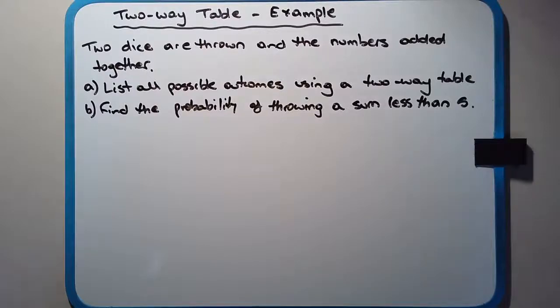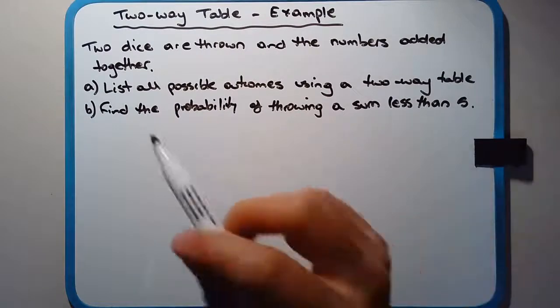Let's have a look at a two-way table as a means of coming up with the sample space of a multi-stage experiment. Multi-stage experiments can get a bit tricky when trying to list the sample space, so we need a better way to list all the possible outcomes than just listing them out on a line. So let's have a look at this particular example.